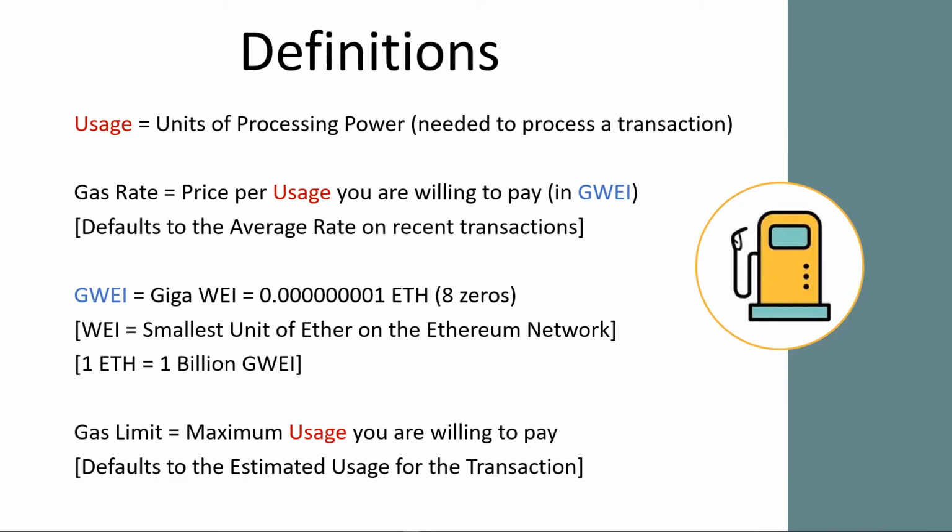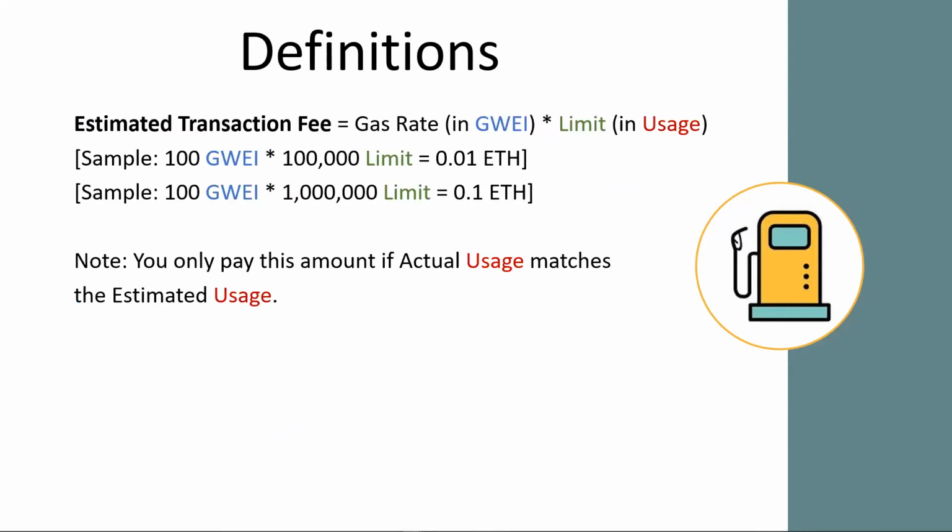The gas limit is the maximum usage, the maximum processing power, that you are willing to pay for. It will default to whatever is estimated as how much usage that transaction should take. For example, sending money from one wallet to another or to yourself, it might estimate 21,000 units. Working with a smart contract, it may be 500,000 or a million usage that it estimates. So for the estimated transaction fee, you simply multiply the gas rate, whatever that Gwei is that you agree to, times the limit in usage.